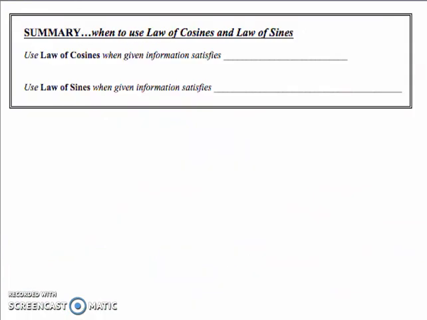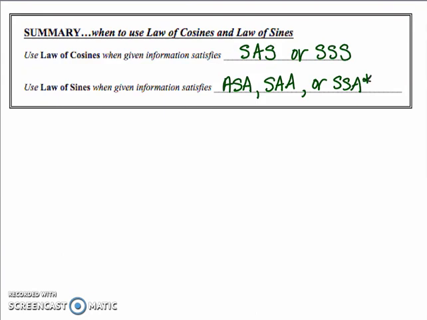So now we just have a little summary here of when to use the law of cosines and when to use the law of sines. We want to use the law of cosines when the given information either satisfies a side angle side situation or a side side side situation. And we're going to use the law of sines when the given information satisfies either angle side angle, side angle angle, or the side side angle, which of course is our ambiguous case that we have to be wary of.